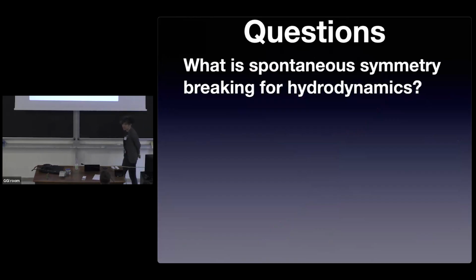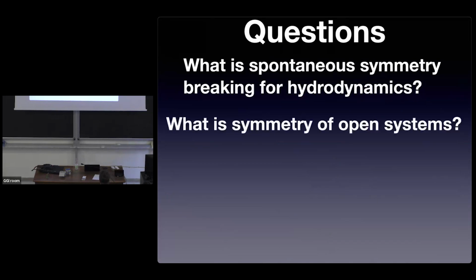Now the question is, what is the spontaneous symmetry breaking for hydrodynamics? That is one of the basic questions. I will review recent studies showing that the hydrodynamic mode is a kind of number-Goldstone boson. Another question is, what is the symmetry for the open system? In the open system, the interaction between the system and the environment causes energy dissipation and particle number dissipation. In that case, there is no ordinary conserved quantity.